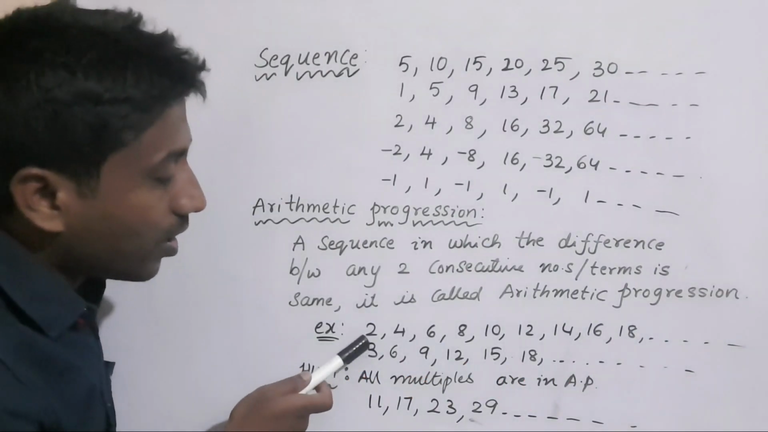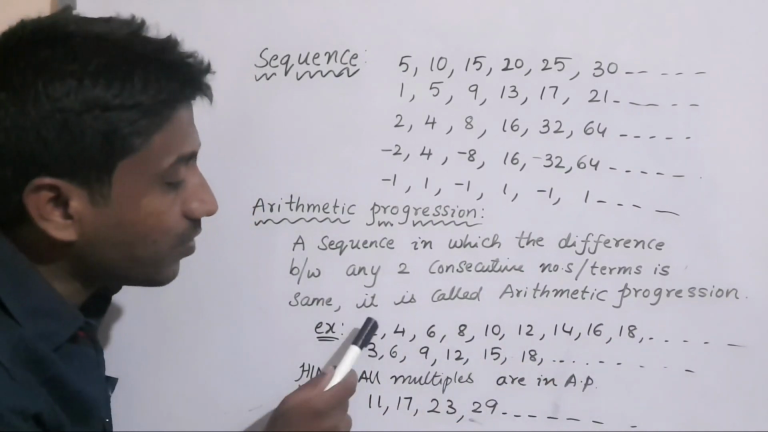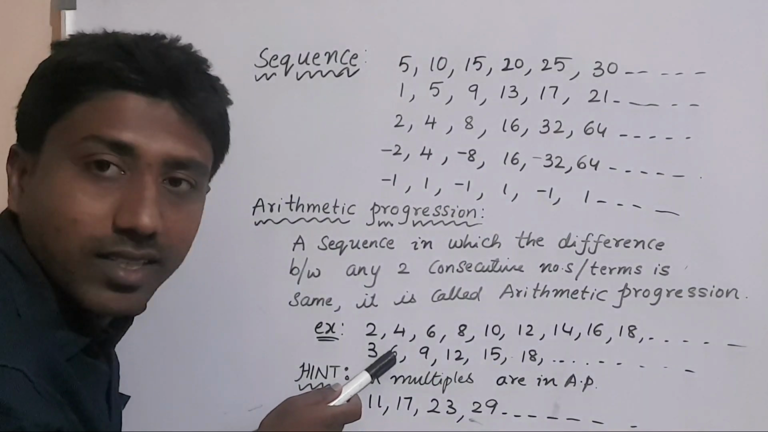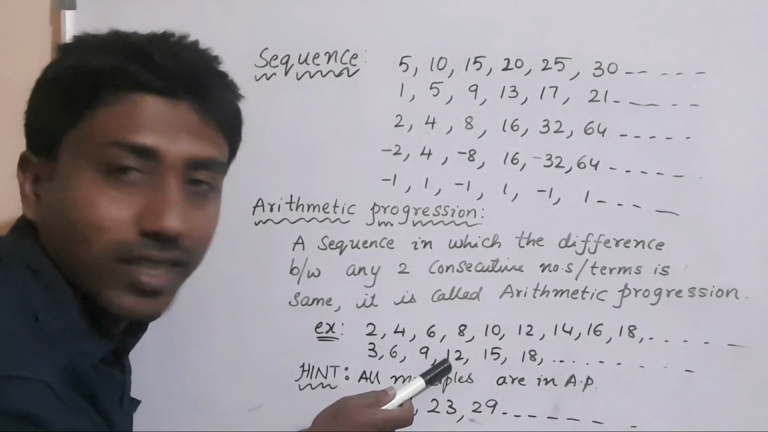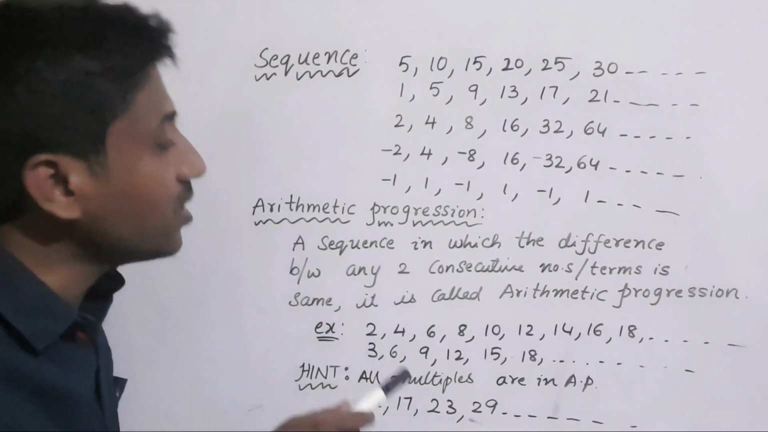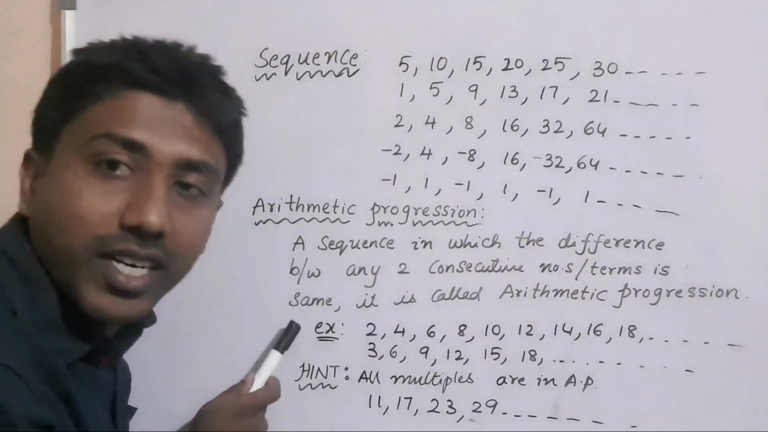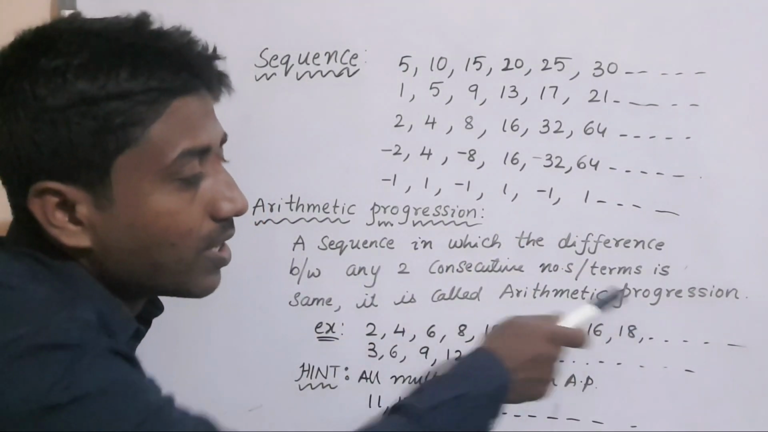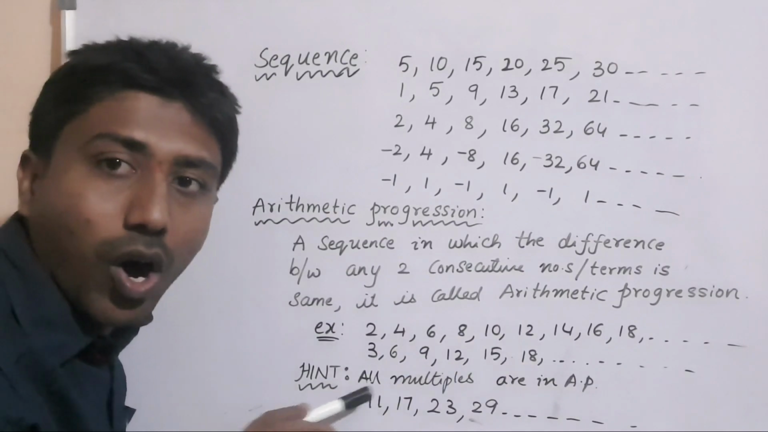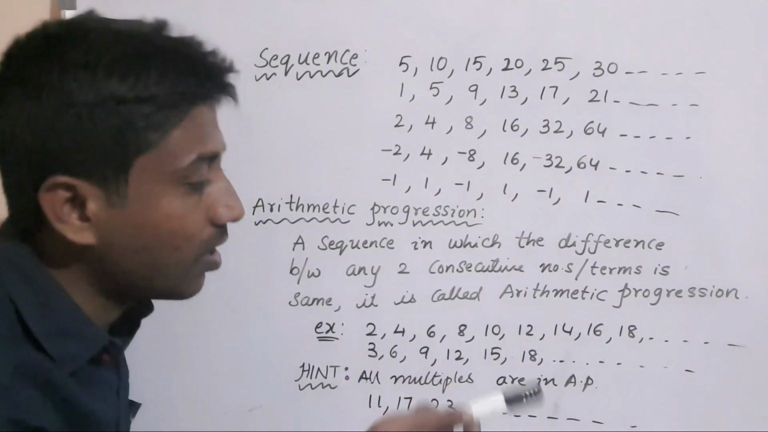Okay, so here 2 plus 2 is 4, 4 plus 2 is 6, 6 plus 2 is 8, and so on. So here the difference between any two consecutive terms is 2. Suppose you take the next sequence, 3 plus 3 is 6, 6 plus 3 is 9, 9 plus 3 is 12, and so on. So here the difference between any two consecutive terms is 3. That means if the difference between any two consecutive terms is the same, then such a sequence is called an arithmetic progression. Here all multiples of natural numbers or all multiples of integers are in AP.